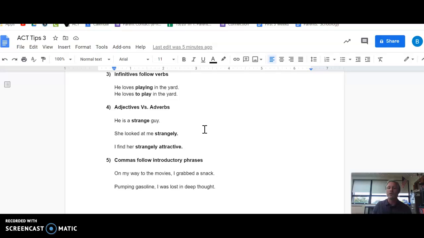And my last tip for you is when there are introductory phrases, be they prepositional phrases, participial phrases, gerund phrases, whatever the case, you're going to put a comma after them and right before the main sentence. So it says, on my way to the movies, I grabbed a snack. The real sentence here is, I grabbed a snack. This little introductory phrase needs a comma after it. Pumping gasoline, I was lost in deep thought. Again, the sentence is, I was lost in deep thought, so we need a comma after pumping gasoline.